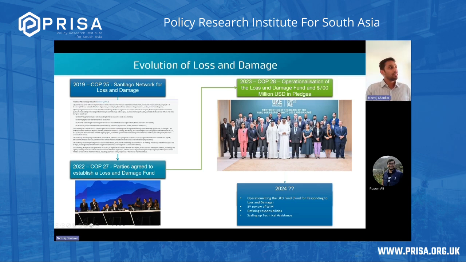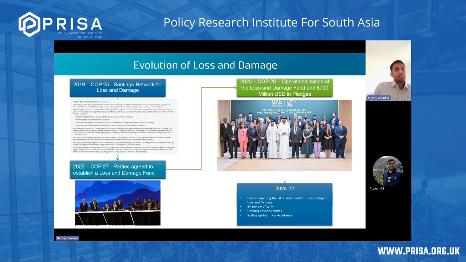Again, after 3 or 4 years, nothing happened. In 2019, the Santiago Network for Loss and Damage was established, mainly to provide technical assistance for the countries. And then in 2022, COP27, a historic agreement was reached to establish a loss and damage fund to assist vulnerable nations impacted by climate-induced disasters. The fund is seen as a major step towards addressing loss and damage, with work ongoing to establish its operational details, funding mechanism, and the exact definition of eligible loss and damages.